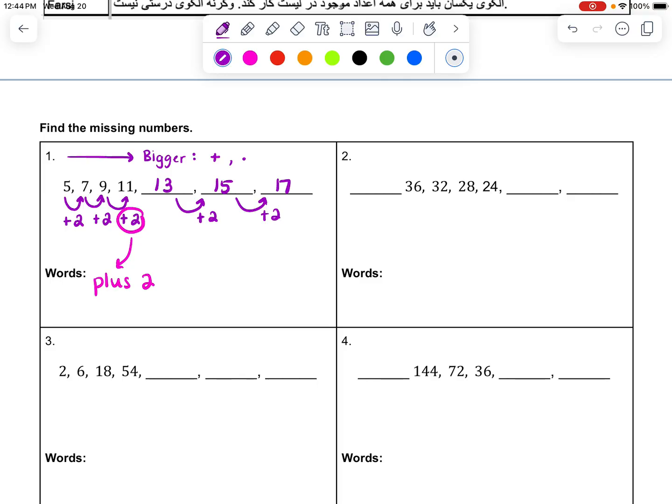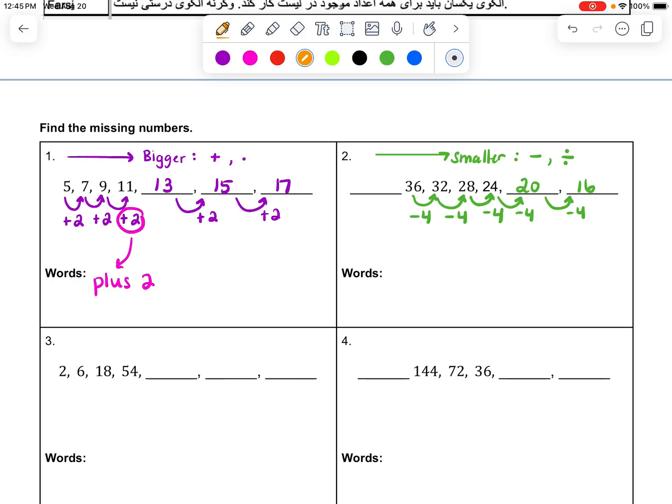In problem number 2, I can see that the numbers are getting smaller. So my pattern will either be minus or divide. To go from 36 to 32, I subtract 4. 32 to 28, I subtract 4. 28 to 24, I subtract 4. If I keep going, I get 20 and 16.